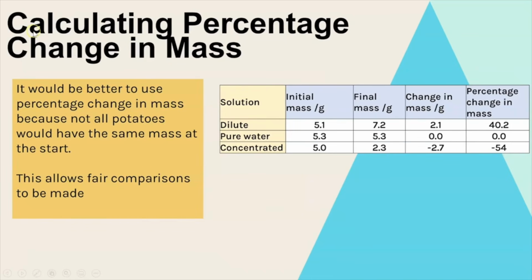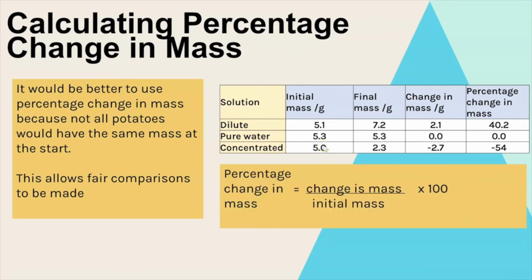Now, it would actually be better to present that as the percentage change in mass. And the reason for that is not all of the potatoes that we were measuring would have been exactly the same mass to begin with. So to make sure it's a fair comparison, we actually need to calculate the percentage change in mass.